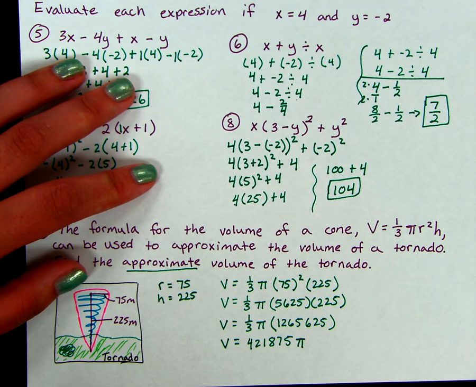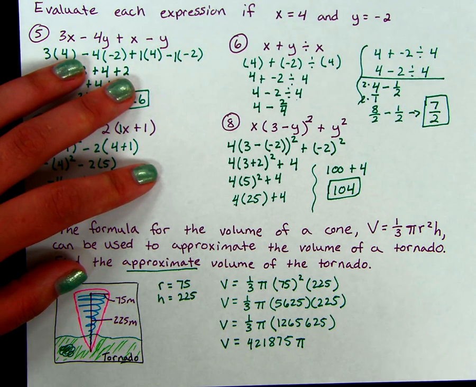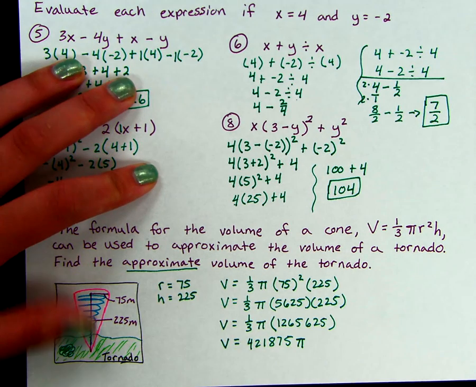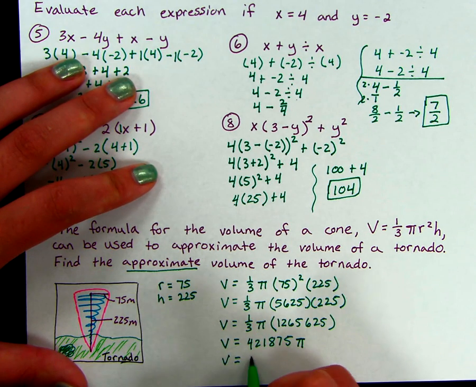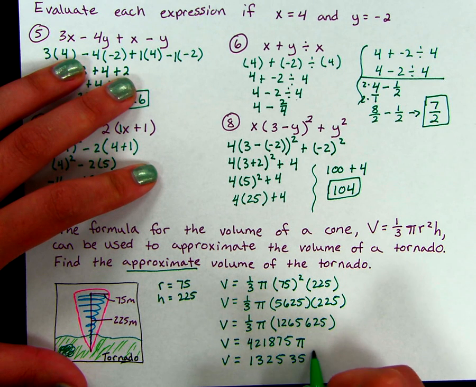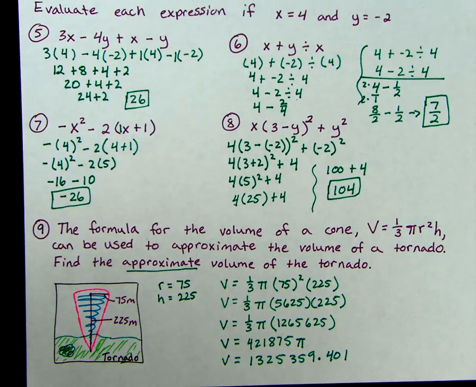So right now, this would be considered our exact answer, and we could stop. But our problem tells us to approximate. So now I'm going to take this number times pi. And I'm going to use the pi symbol on my calculator. If you don't have that, then you would use 3.14. So times pi. So after we do that, we get 1,325,359.401.